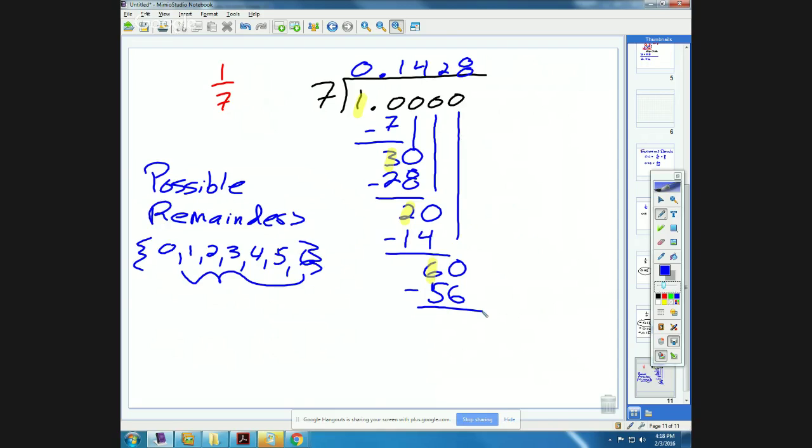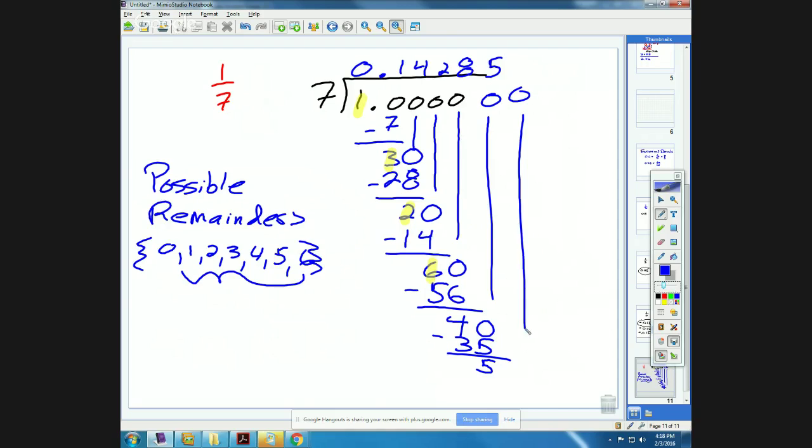Subtract, that gives me 4. Haven't seen 4 yet. I have to add a new 0 and bring it down. I'm running out of room. I wrote too big. I know it ends in a second. Okay, 5 is 35. Subtract, and I get a 5, 0, bring it down. 49. 7, 49, thank you.